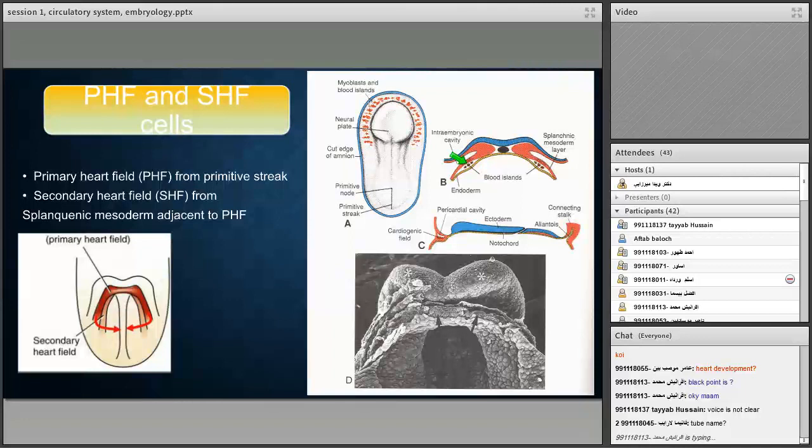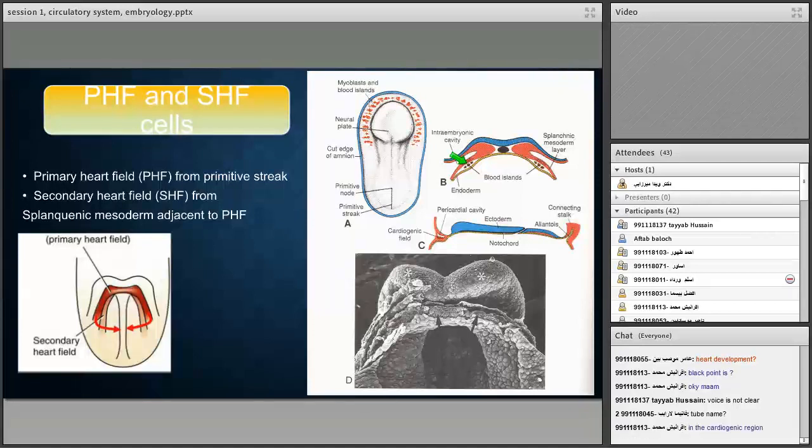This place is called the cardiogenic region or field. This place is called the cardiogenic field. Here. Yes, the cardiogenic region or the cardiogenic field.